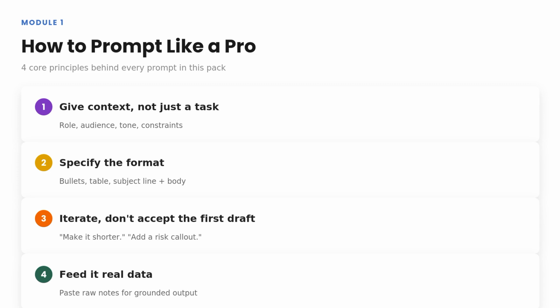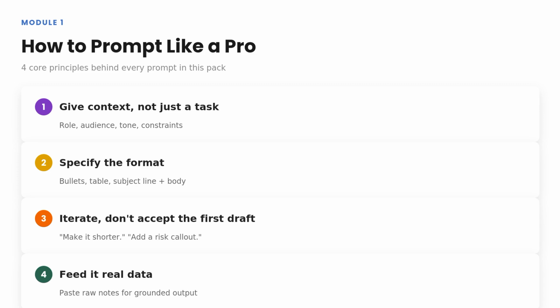Fourth, feed it real data. Paste your actual notes or Slack messages into the prompt instead of describing the situation. Grounded input produces grounded output. Every prompt in this pack follows this exact framework. Let's walk through the 8 categories.